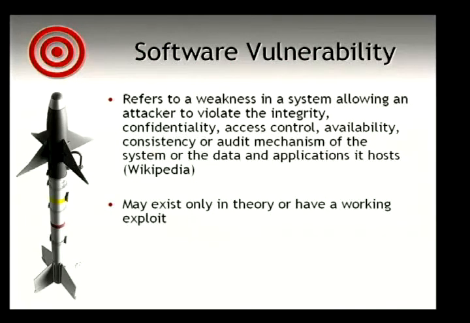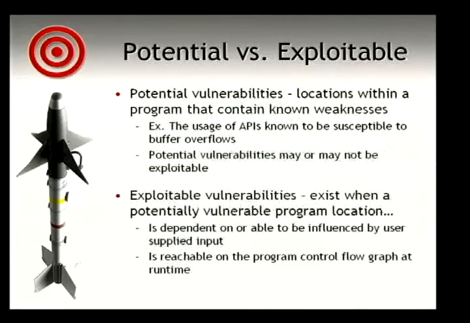Pretty basic definition of software vulnerability, taken right off Wikipedia: it refers to a weakness in a system allowing an attacker to violate the integrity, confidentiality, access control, availability, consistency, or audit mechanism of the system. Software vulnerabilities may exist only in theory, or they may have working exploits. And so therefore it becomes important to make this distinction.